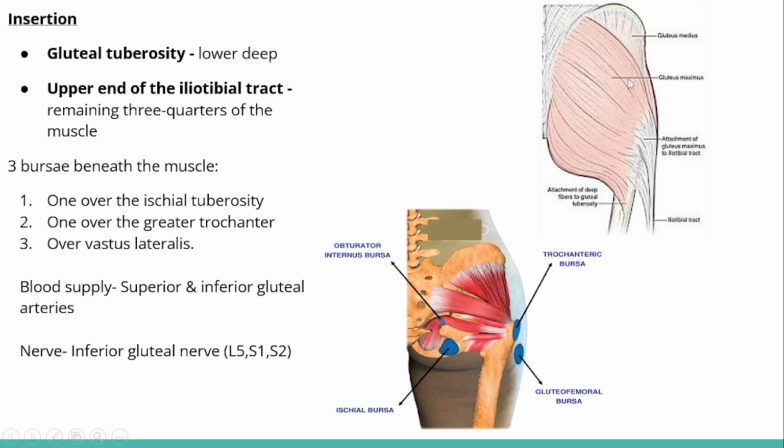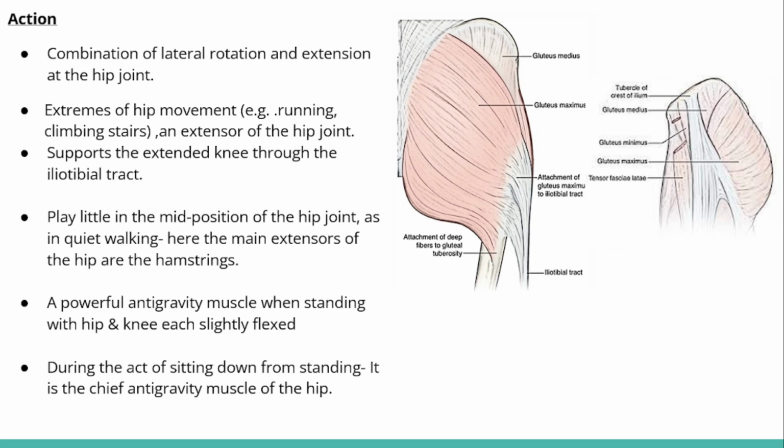Superior and inferior gluteal arteries supply the gluteus maximus muscle. Nerve supply is from the inferior gluteal nerve. This is the only muscle the inferior gluteal nerve supplies. Functionally, the gluteus maximus muscle acts in several ways. Actually, it performs a combination of lateral rotation and extension of the hip joint.